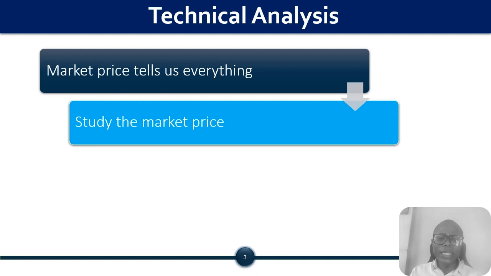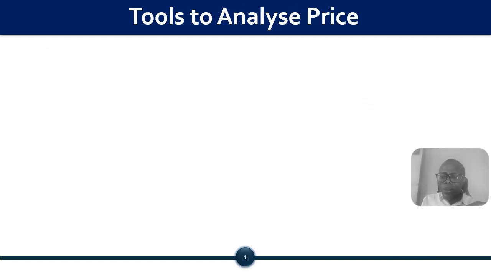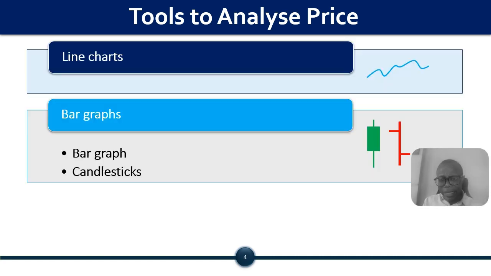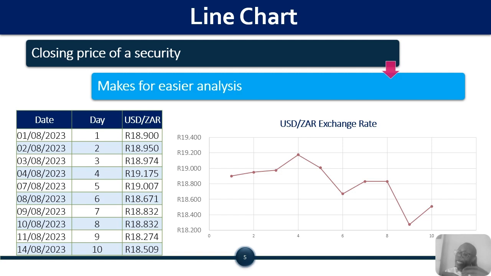The question is, what specifically should we check in the price in order to know the future price? It turned out that there are three main things which technical analysts look at, which is the line charts, the bar charts, and the volume charts. So line charts make it easier to understand what is happening with price.